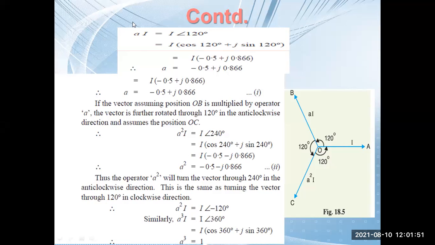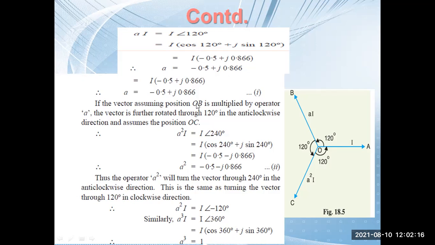So what is A basically? This is 1 angle 120 degrees. So what is 1 angle 120 degrees? This is cos 120 degrees plus j sin 120 degrees. Cos 120 degrees is minus 0.5 and sin 120 degrees is 0.866. So finally we get the value of the A operator: minus 0.5 plus j 0.866.